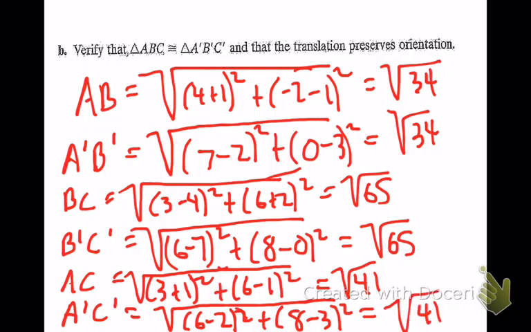So we have shown each of the corresponding sides has the same length. Right? So if they have the same length, we can say the triangles are congruent by side, side, side. Because both triangles have a counterclockwise orientation, the translation preserves orientation. Any questions on a translation? Does everybody think they can do it?